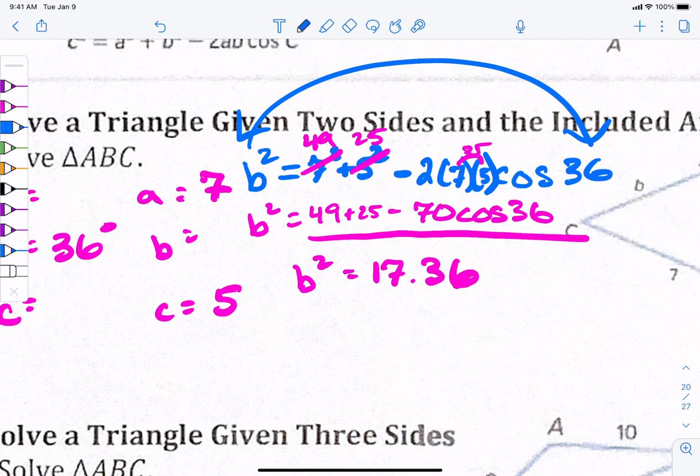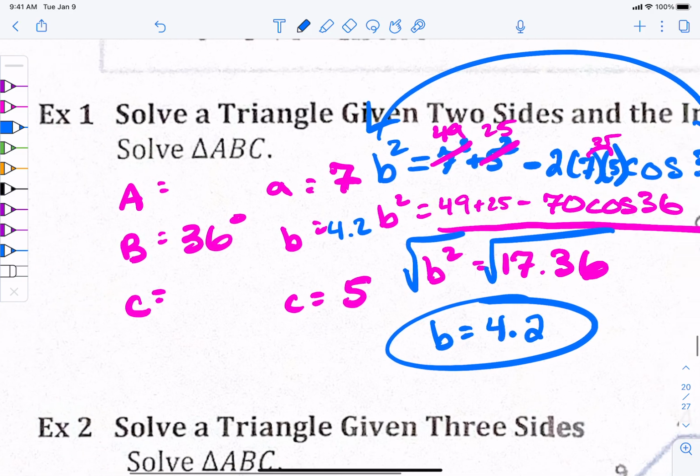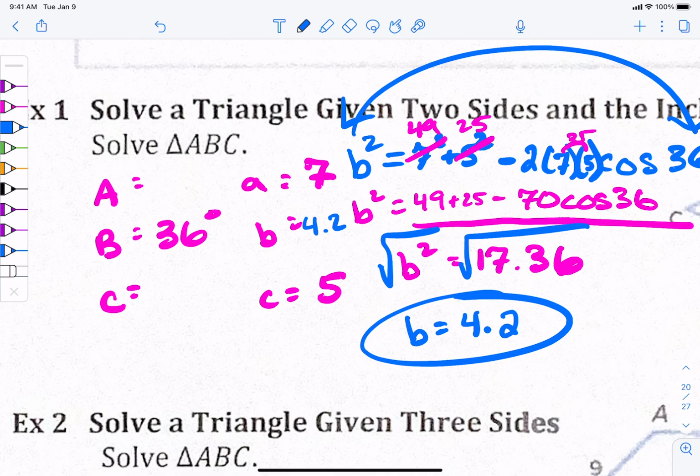Now I take the square root of that. 4.16. And 4.17. And they're going to have us go 4.2 because they want just one decimal place. 4.2 is that guy. Okay? Good? What was it? 4.2. That's not what you got? That's because you have your phone and not an actual calculator. It's a pain.